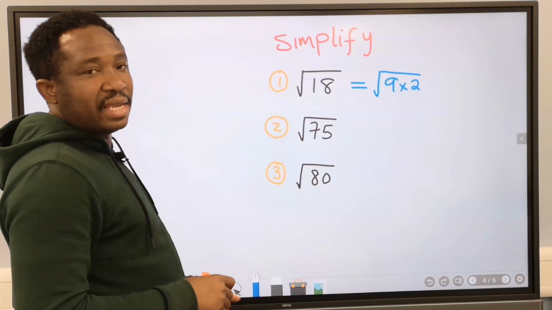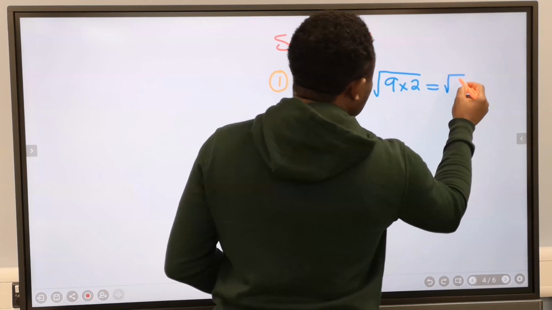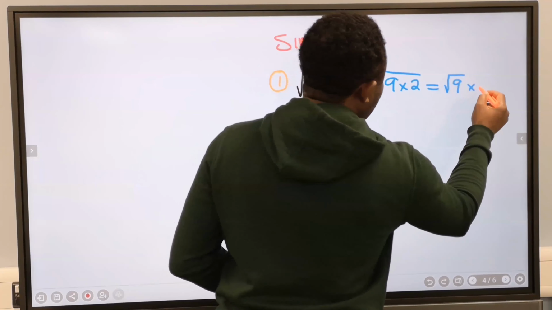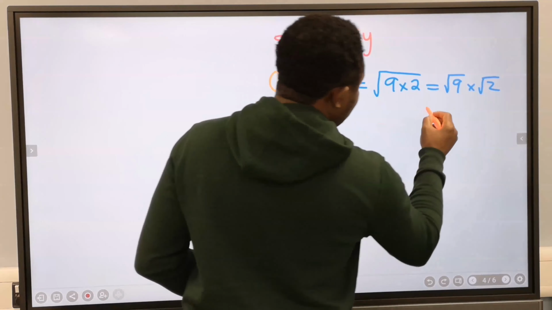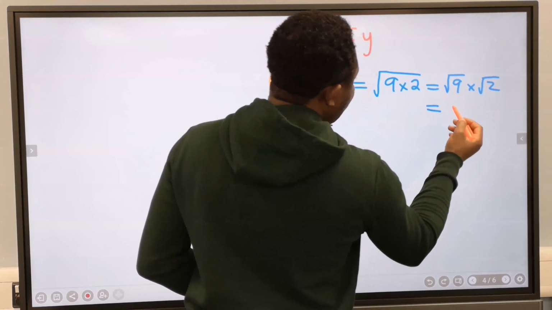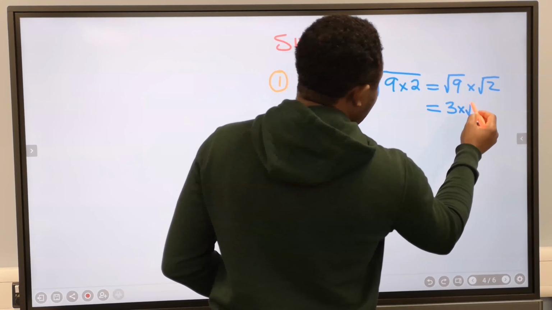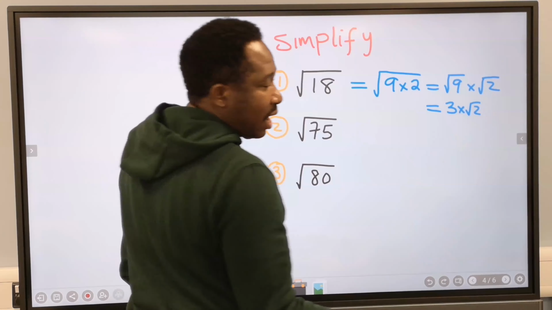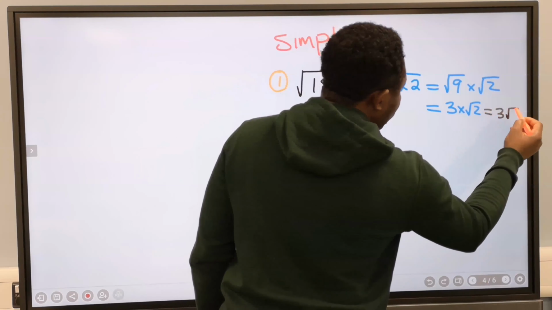Now we can apply the law. The law says that the square root of 9 multiplied by the square root of 2. The square root of 9 is 3, multiplied by root 2. And our answer is 3 root 2.